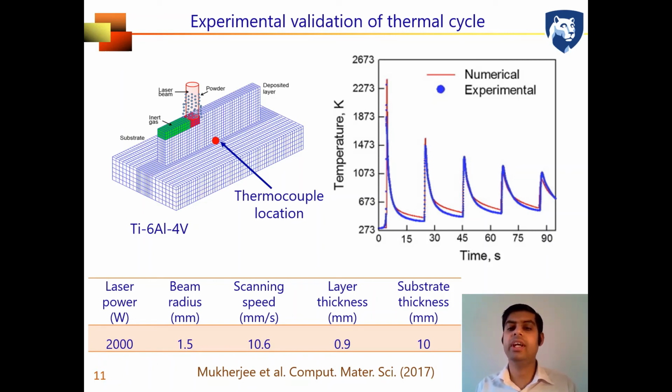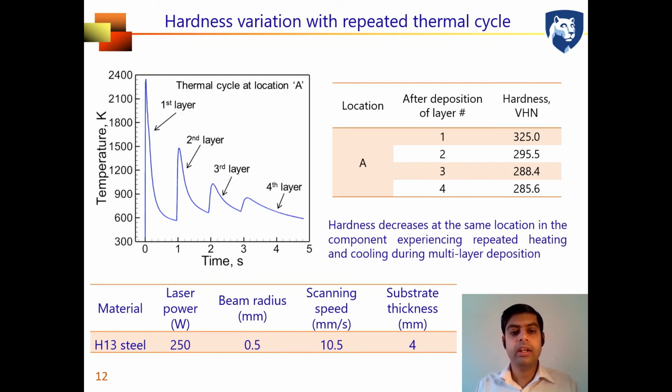As example we show here for 5 layers, we can use those results to calculate the hardness. So the hardness changes as the same location experiences multiple thermal cycles. For example, the hardness, as you can see in the table, after deposition of layer 1 at location A, which is essentially in layer 1, the hardness is the highest, and that hardness is actually contributed by the formation of martensite due to very high cooling rate in DED process.